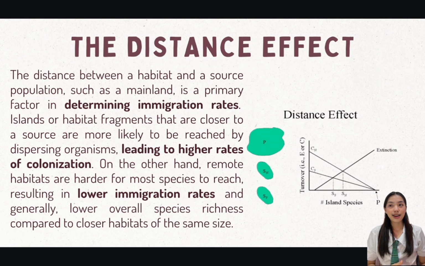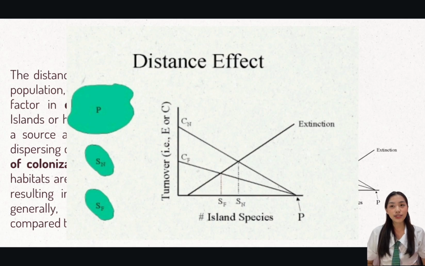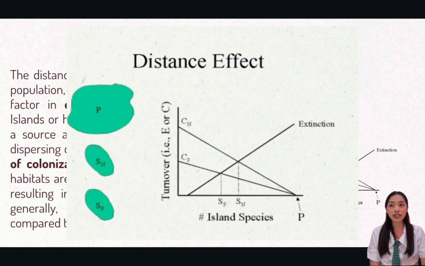Next is the distance effect. So distance effect is the distance between a habitat and a source population, katulad na nga ng mainland. And it is primary factor in determining the immigration rates. And as we can see here, again in our illustration, it shows how an island's isolation from a mainland source, yung mainland nagre-represent siya as P, influences biodiversity through immigration rates.